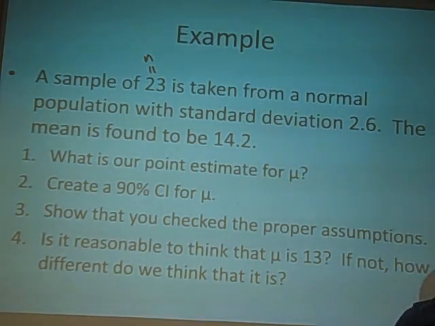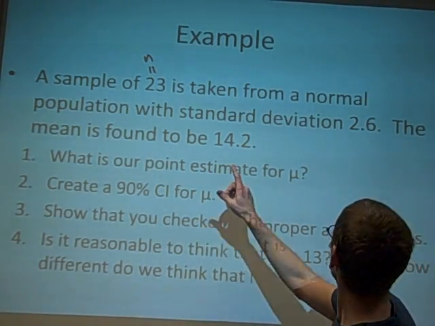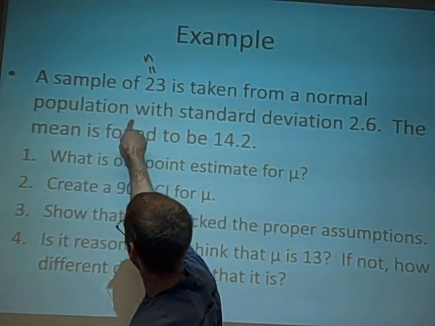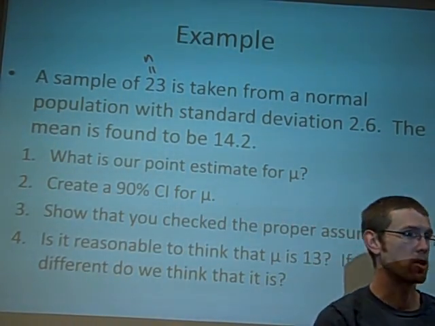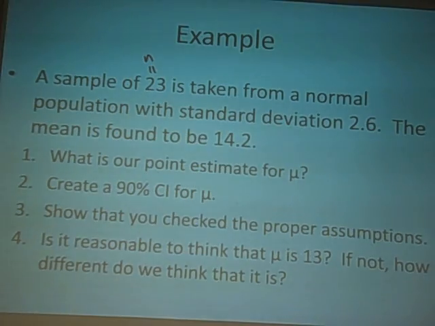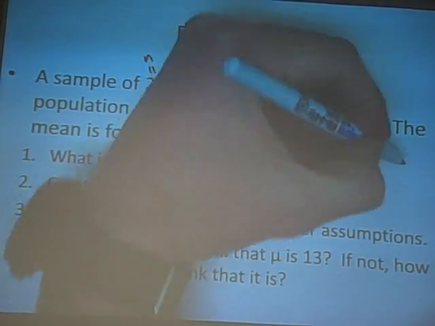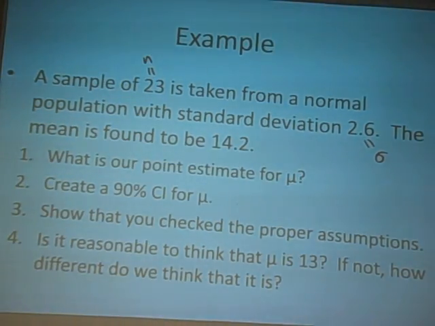Right? Because I'm saying it about the population. The population has standard deviation 2.6. So I'm telling you sigma. So that's what this 2.6 is. So are we okay with that? Okay, so we take this sample, and then we find out the mean is 14.2.